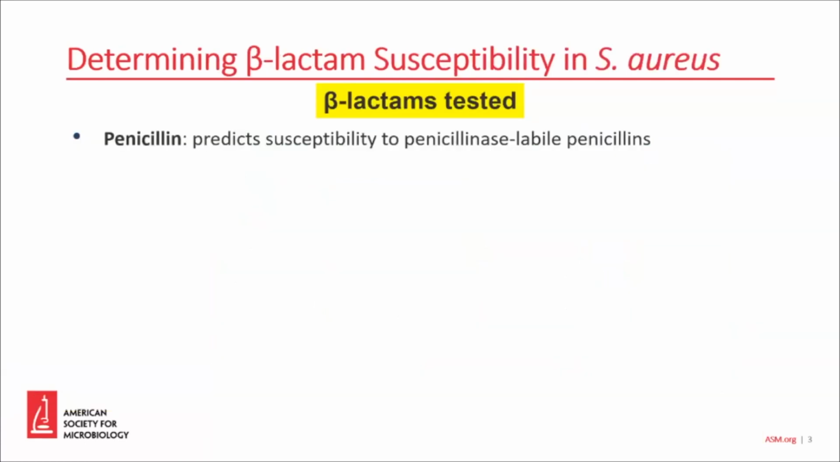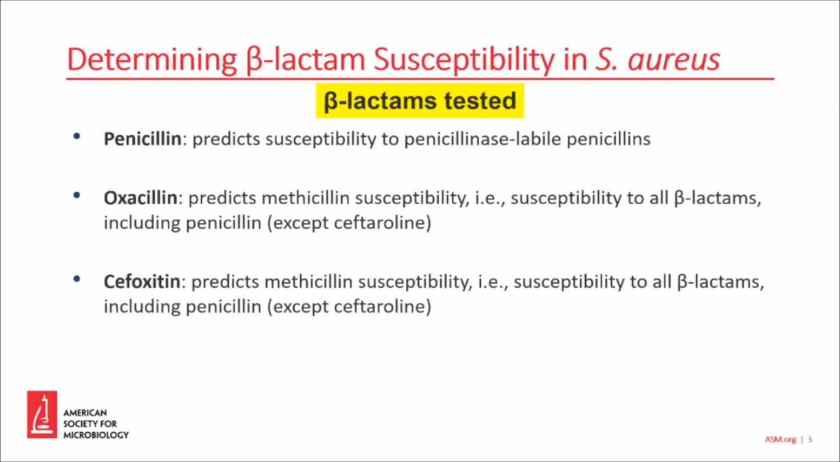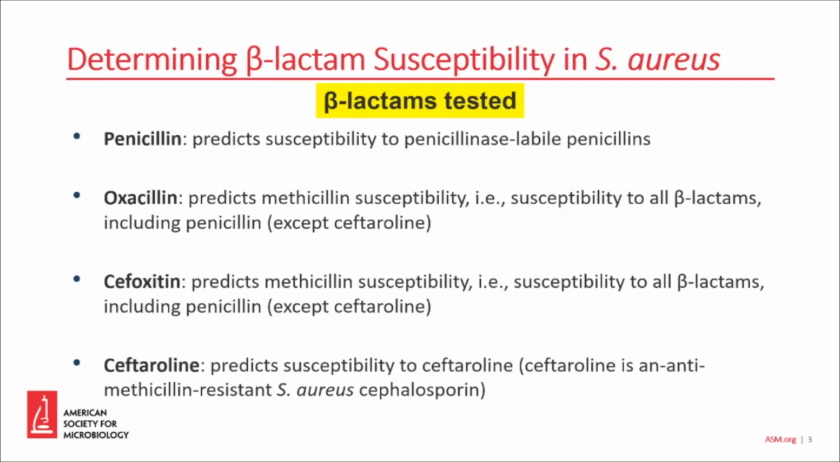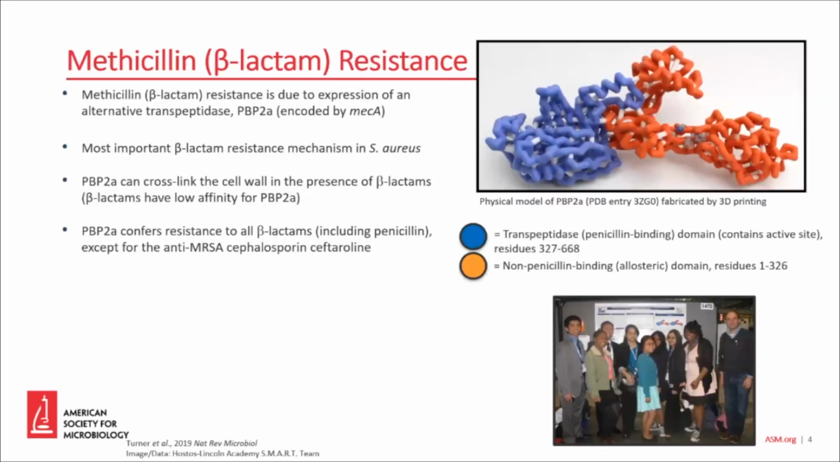In Staphylococcus aureus, when we want to determine beta-lactam susceptibility, we test a number of different beta-lactams. We test penicillin because that predicts susceptibility to penicillinase-labile penicillins. We test oxacillin and cefoxitin because they predict susceptibility to all beta-lactams, with the exception of ceftaroline. In order to determine ceftaroline susceptibility, we test ceftaroline itself. And just to remind you, ceftaroline is an anti-methicillin-resistant Staph aureus cephalosporin.